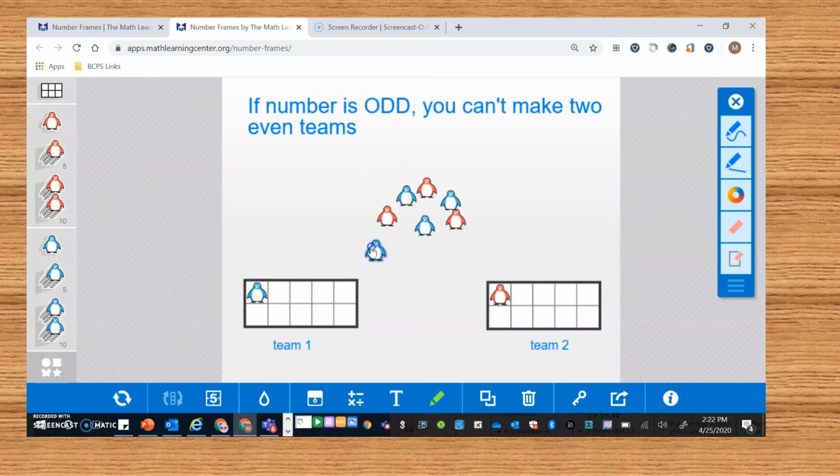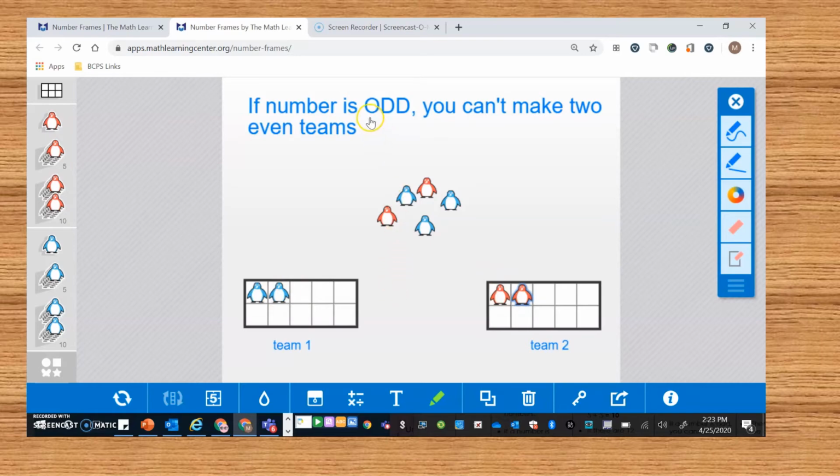So remember, an odd number comes before that even number. Okay? So an odd number here is 1, 2 blue penguins and 1 red. 2 plus 1 equals 3. So 3 is an odd number. So this does not make even teams. But if I put my penguin over here, the total now is 1, 2, 3, 4. And we know 4 is an even number, so it does make equal teams.